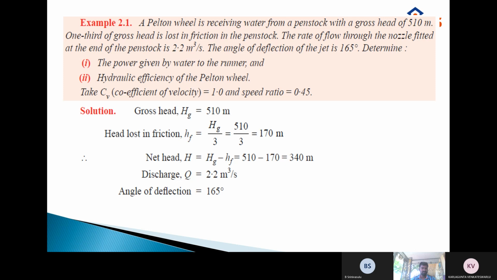Okay, now this is the problem. First of all, write down the given data. Gross head HG equal to 510 meters, head loss in friction HF equal to HG by 3, that equal to 170. Net head H equal to HG minus HF, that equal to 510 minus 170. Next, discharge Q equal to 2.2 meter cube per second. Angle of deflection 165 degrees.